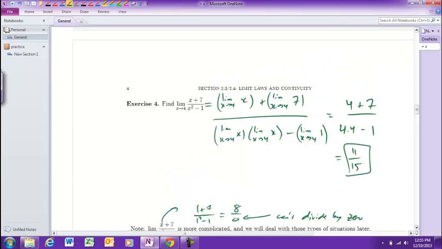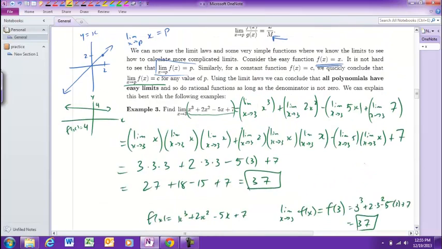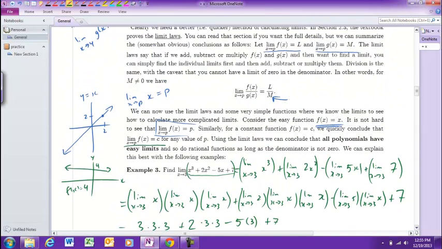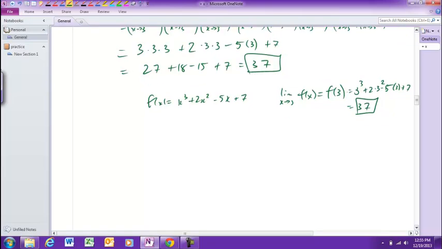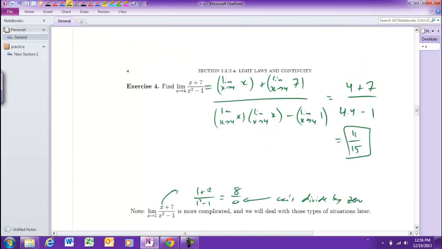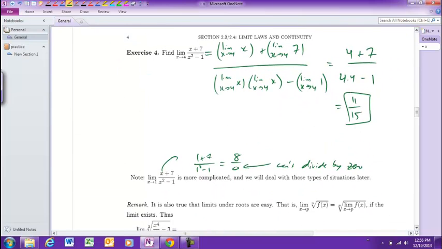So remember earlier I said the only issue we have with these limit laws is when you're dividing by 0. And in particular, you can't do that. So in this case, we were fine in exercise 4 because the thing we were plugging in did not give us a 0 on the bottom. But if it did, it's more complicated, and we'll talk about that later.